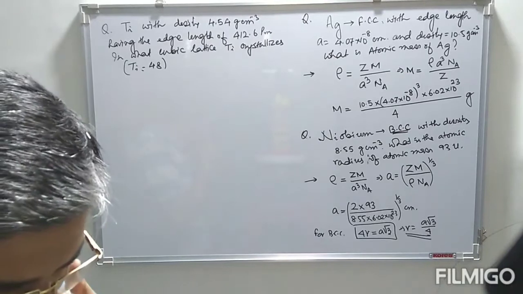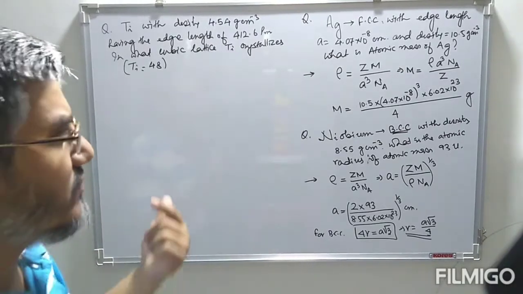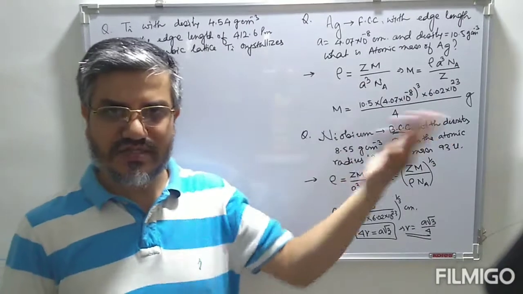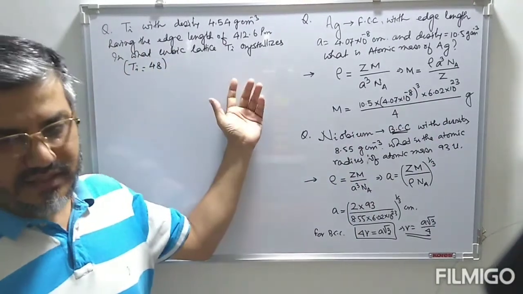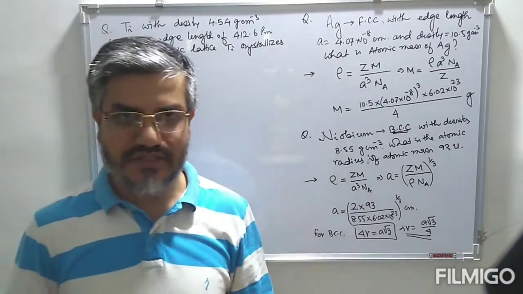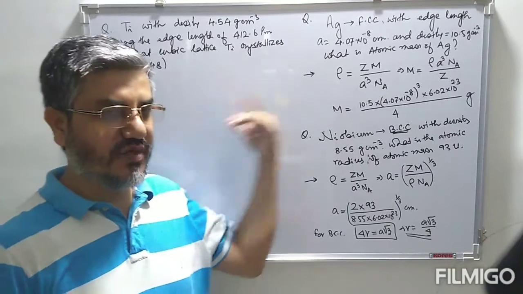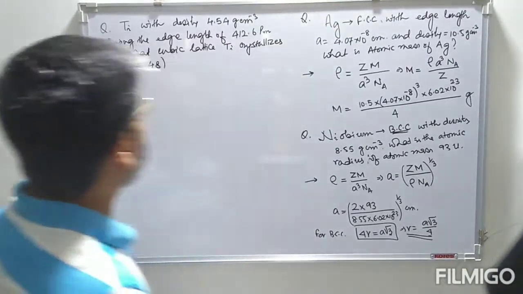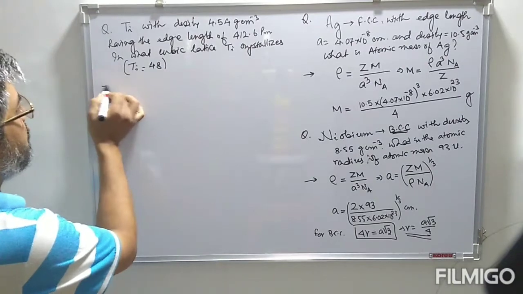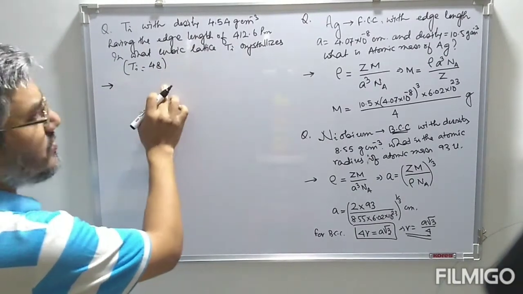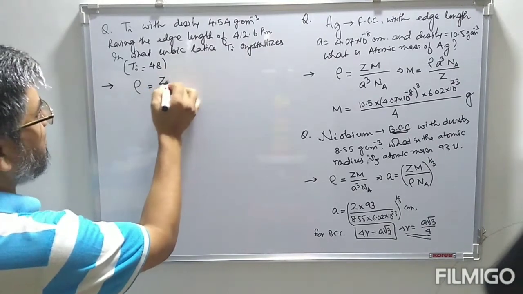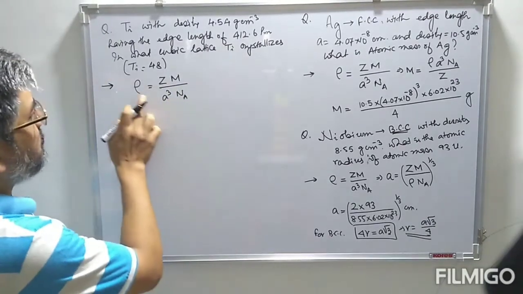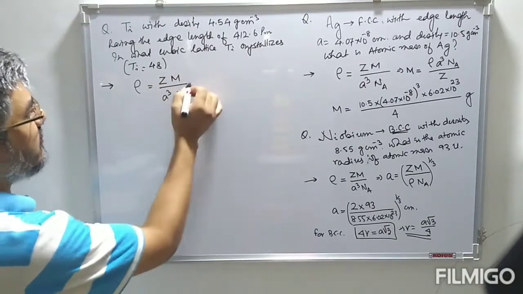Now, to define this type of cubic lattice, we have to find the effective number of atoms. If the effective number of atoms comes out to be 1, then this is simple cubic. If the effective number of atoms comes out to be 2, then it falls in BCC type. If the effective number of atoms per unit cell is 4, then it comes under FCC type. So we have to find the value of Z. Density is given, edge length is given, atomic mass is given. So we have this density formula, Z M divided by a cube, Avogadro number. You have to find the value of Z.